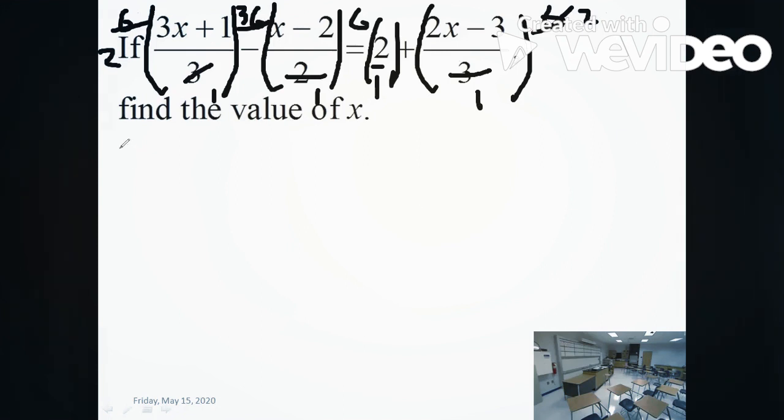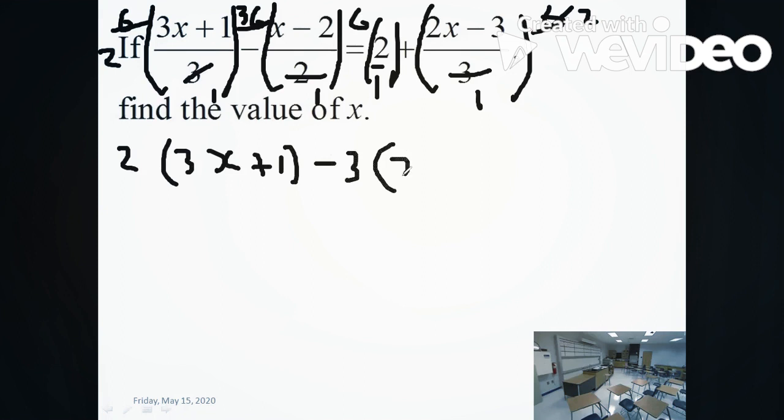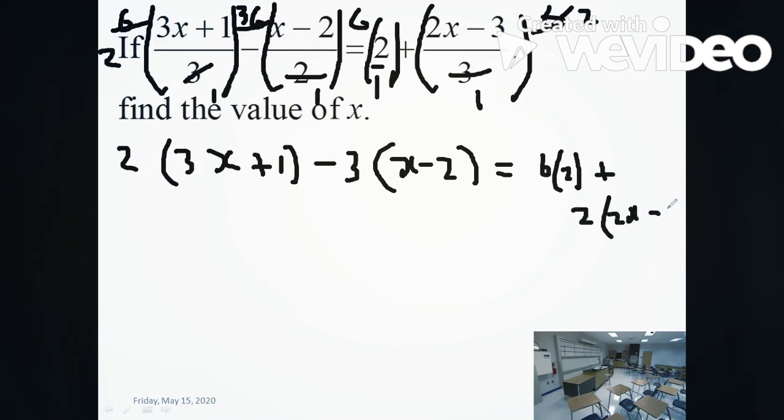So I'm going to rewrite the top piece. That's 2 bracket 3x plus 1, subtract 3 bracket x subtract 2, equals 6 bracket 2x minus 3. I hope I have space. Plus, all right, 2x minus 3. All right, so we're going to use the distributive law.